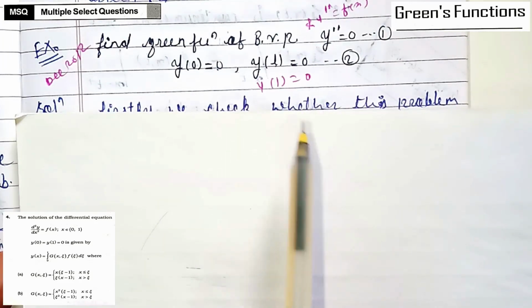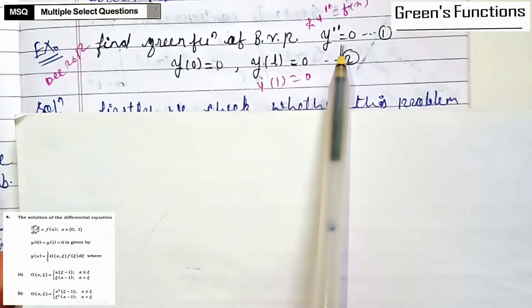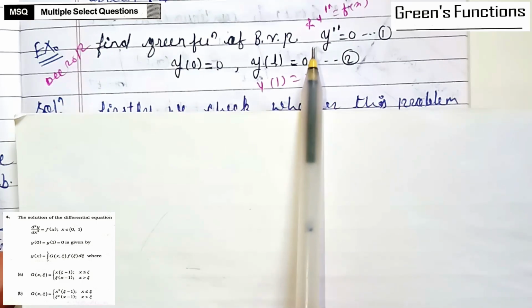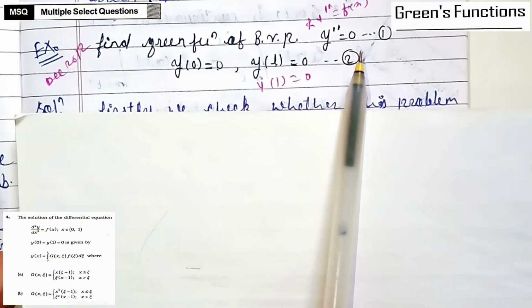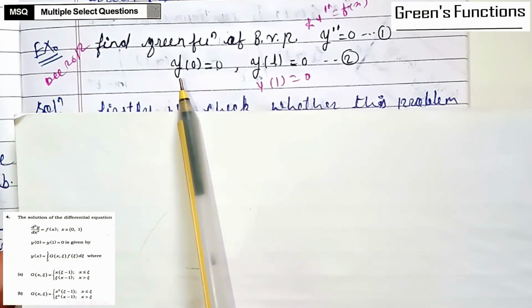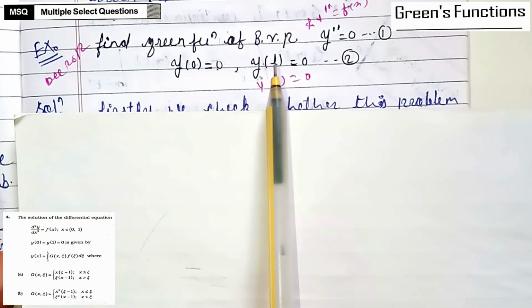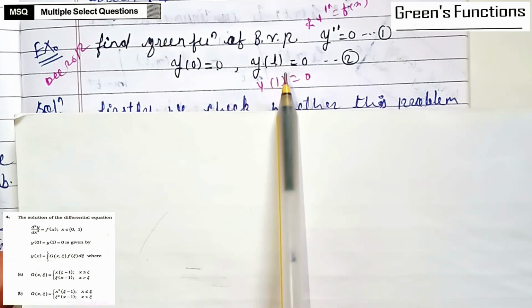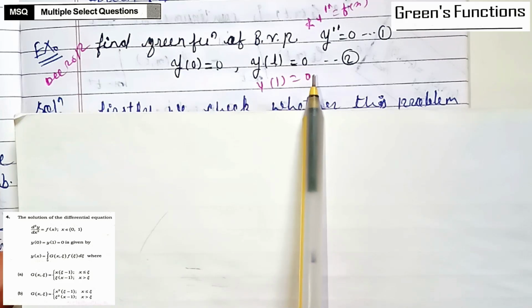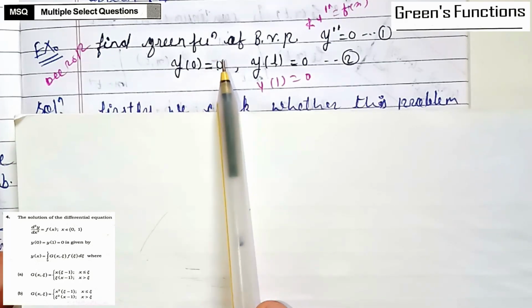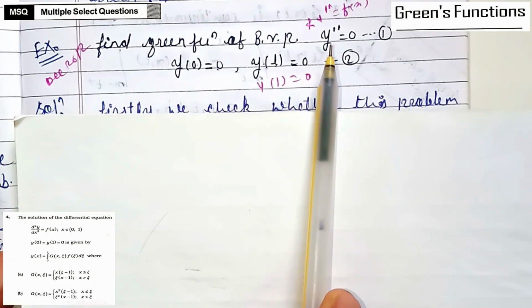Here in our question, we are given the Green's function of a boundary value problem, which is y'' = 0. That means f(x) is a given function, with y'' = 0, and the boundary conditions are also defined here. The first boundary condition is y(0) = 0, and the second boundary condition is y(L) = 0, or you may take L as 1 also. This is the boundary condition for which we get y as 0, and we have to find the Green's function of our boundary value problem.